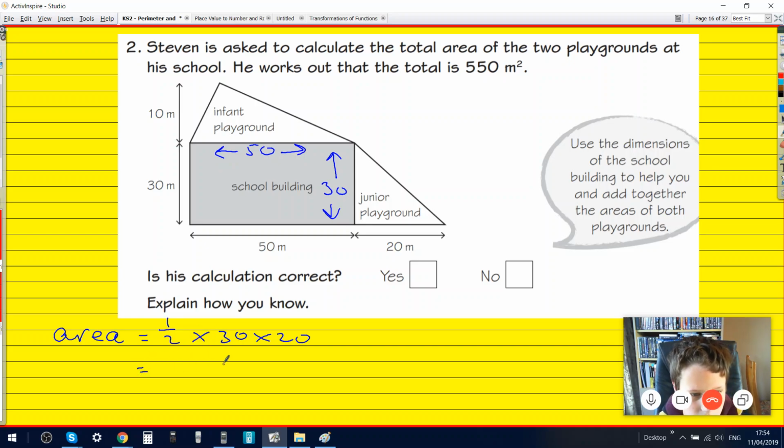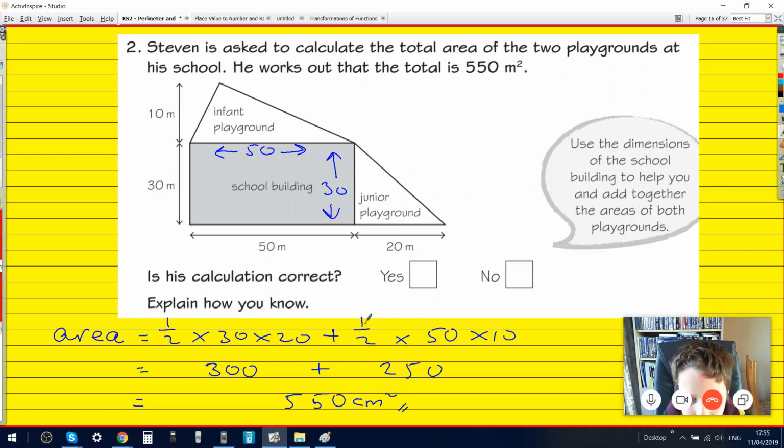Well done. And for the infant playground, it's 50 times 10, which is 500, but it's half, and half of 500 is 250. And so 300 plus 250 is 550. And so, is his calculation correct?